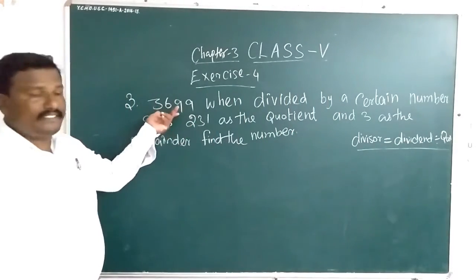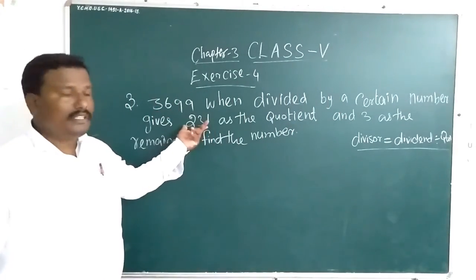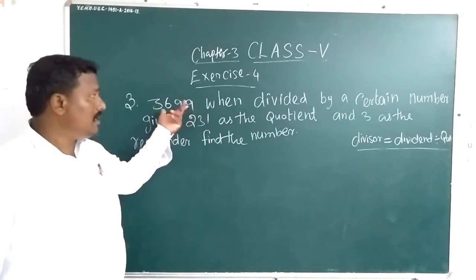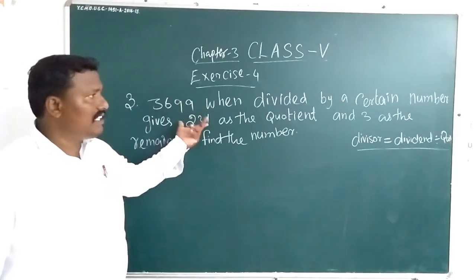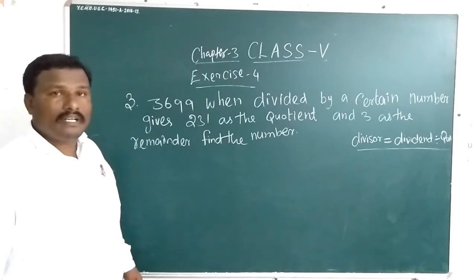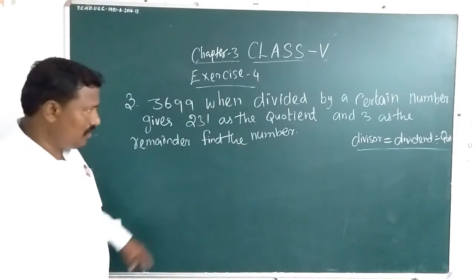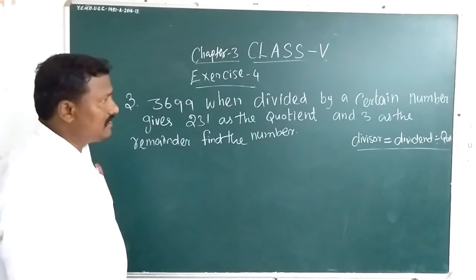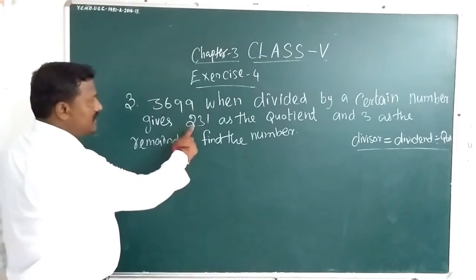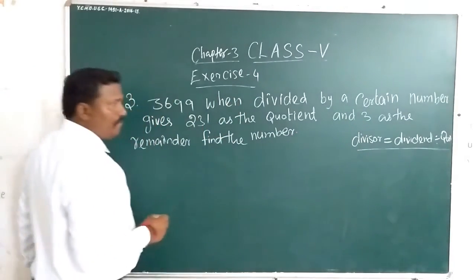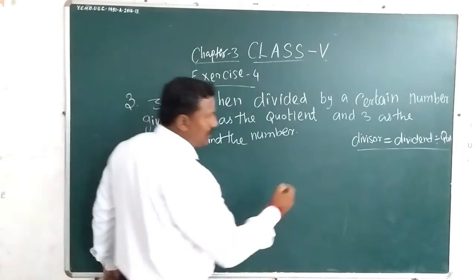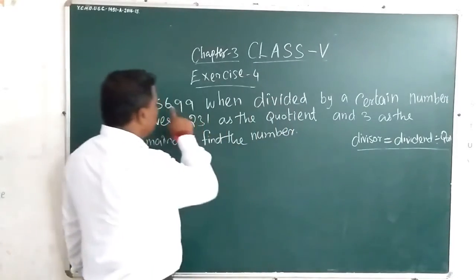We have dividend and we have quotient. If we divide dividend by quotient, we get the divisor. So how will you find the divisor? This is the quotient, this is the dividend, this is the remainder. Okay? So I will tell you clearly, explain. We have divided. Okay?